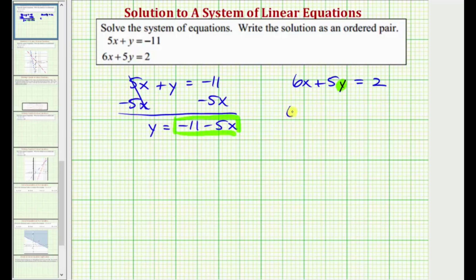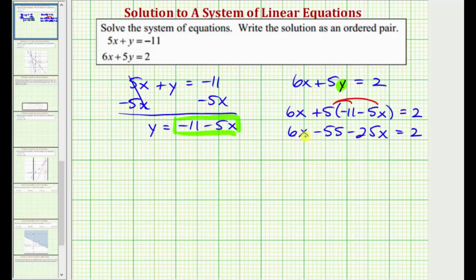So we would have 6x plus 5 times the quantity negative 11 minus 5x must equal 2. Again, notice how we have a single equation with one variable, and now we can solve this for x. Once we determine the value of x, we'll perform back substitution to determine the value of y. Here we'll clear the parentheses by distributing positive 5. So we have 6x, and then 5 times negative 11 is negative 55, so minus 55. And then 5 times negative 5x is negative 25x, so minus 25x equals 2.